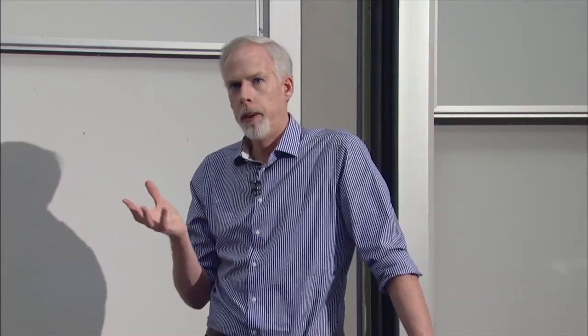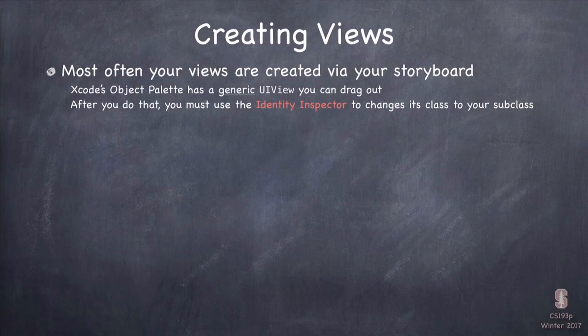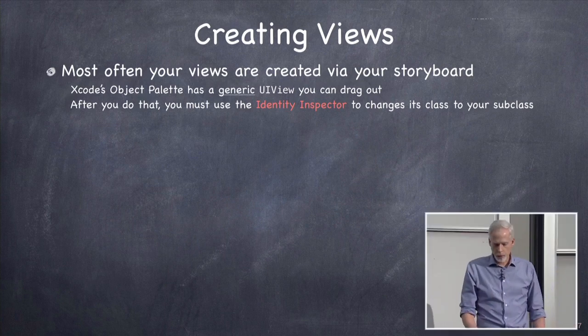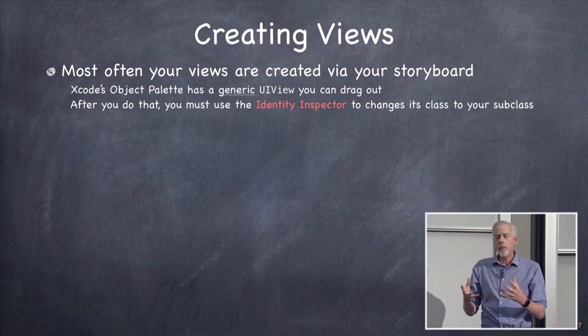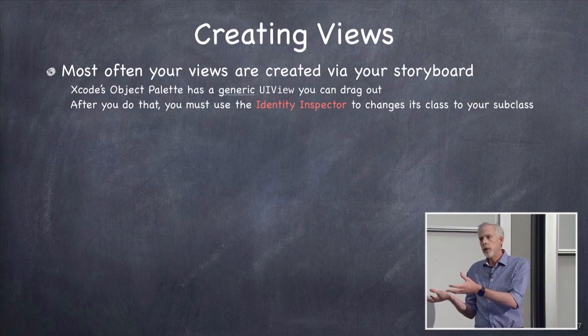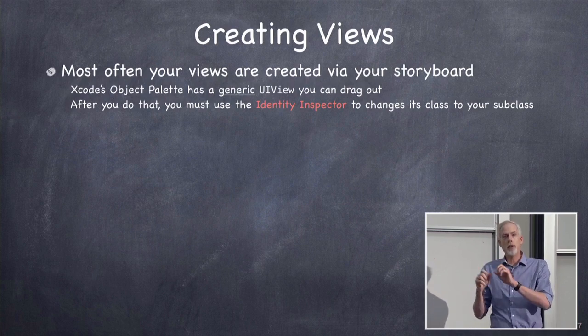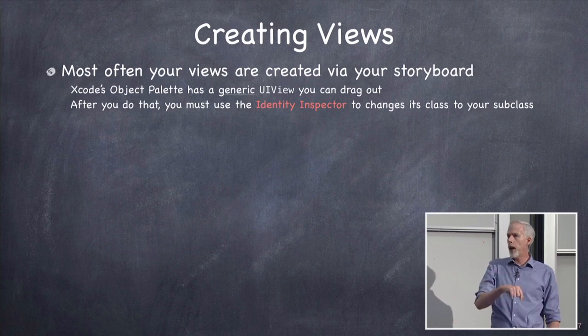Okay, how do we create views? Because I already told you we don't create them in code very much. What we usually do is we drag them out from the object palette in the bottom of the utilities window, Interface Builder. But if I built a custom view, Paul's view or something, it's not going to be in the palette. Xcode didn't ship with my view in the palette. So instead, there's a generic view, just plain UIView, and you're going to drag that in.